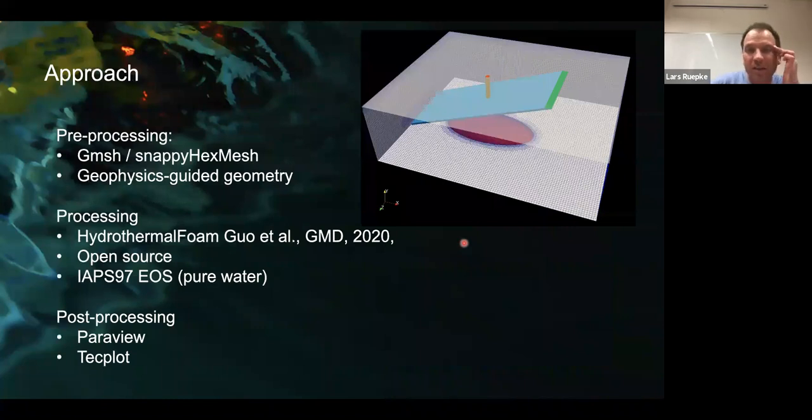And we have put all of that into our new toolboxes that I mentioned earlier into this hydrothermal foam. You can make like geometric models. You can also use the snappyHexMesh tools to make super complicated meshes, meshing the bathymetry and everything. It's all open source. You can try it. So look at the links I provided earlier.